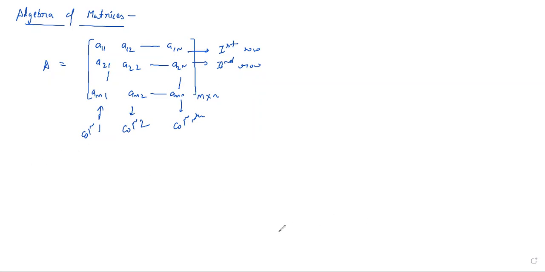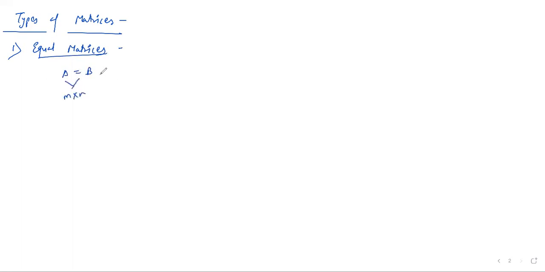Now there are some types of matrices. First is equal matrices. When can we say that two matrices are equal? Let's say A is equal to B, where both matrices are of order m cross n. These both matrices will be equal if Aij is equal to Bij, where matrix A is defined as Aij and matrix B is defined as Bij.